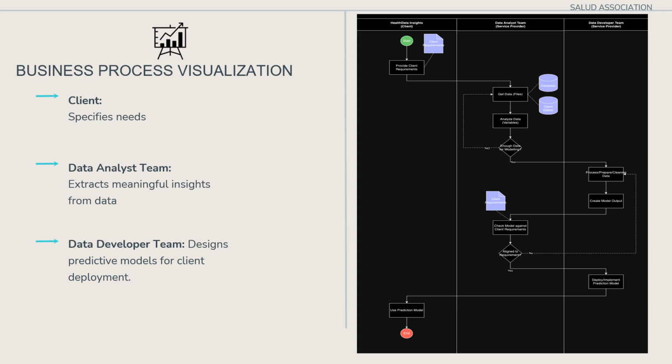Now, our data team, who knows the model is as per the requirement, will deploy the model into the client's system.